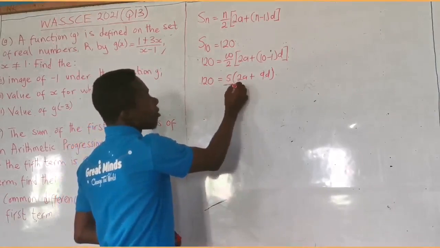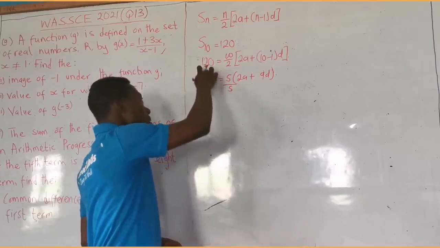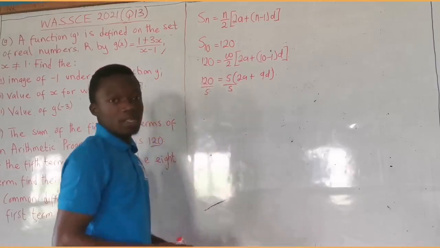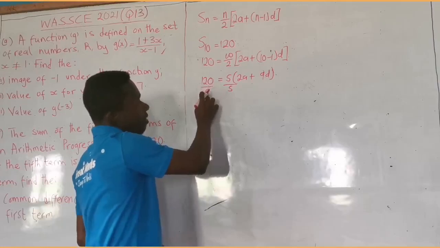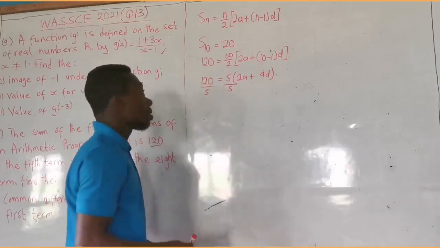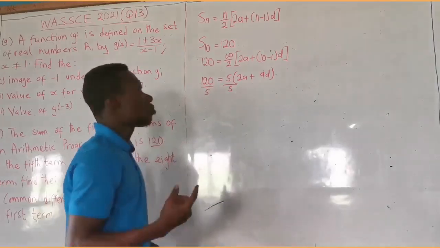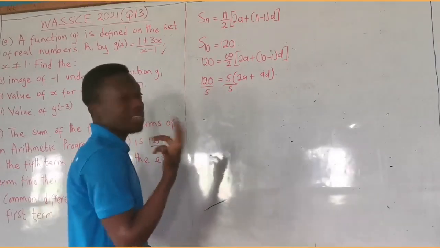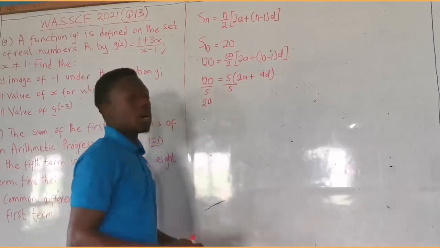So that I can reduce the values in this case. 120 divided by 5, take a calculator, let's see what you're going to get. 5 goes into 12 how many times? 2, and we are left with 2. So we are left with 20, so we're going to get 24. You can check with the calculator.